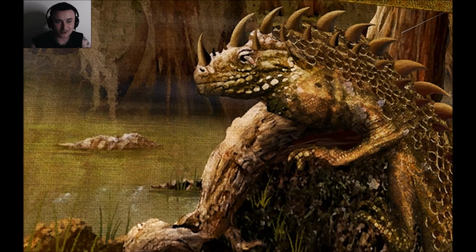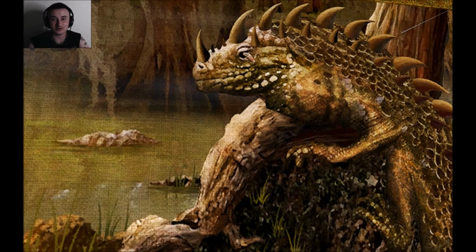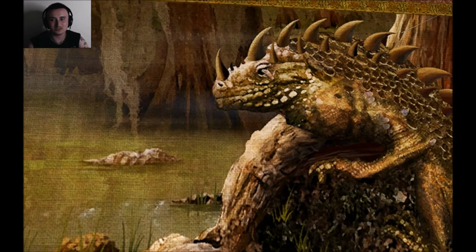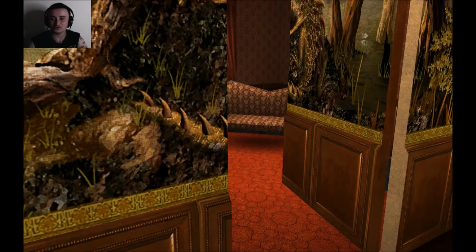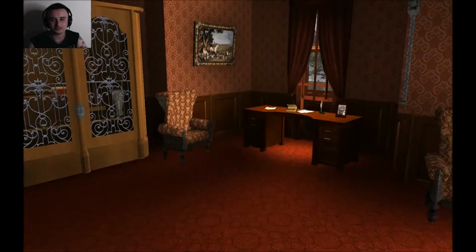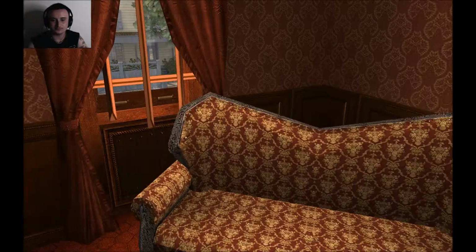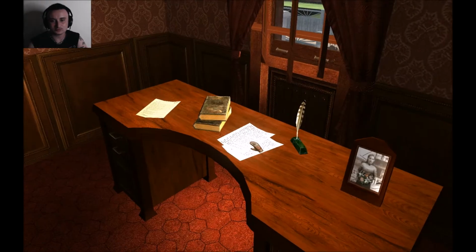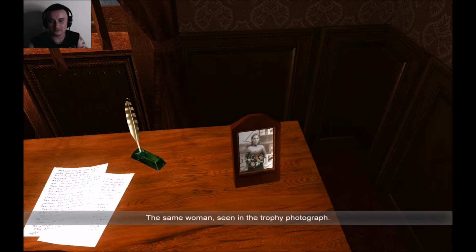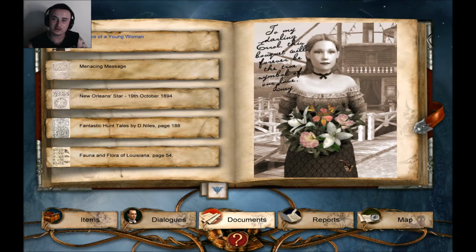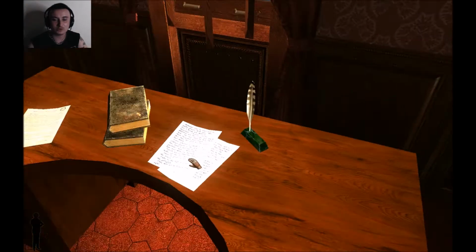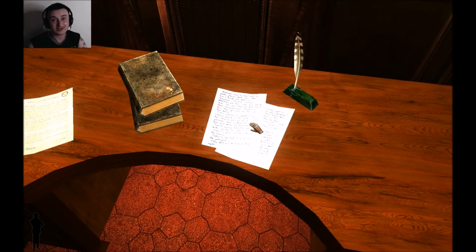Well, we're not that great of a shot, so we've weighed down the platform and we're going to poke it in the eyeball with a stake. Nothing can stop an inventive and logical mind. That's triggered the mechanism and unlocked the secret door. There's a room. Very nice room. We've got a photograph. The same woman seen in the trophy photograph. To my darling Errol, this bouquet will forever be the true symbol of our love. Well, that happens to be the exact bouquet we gathered out in the garden. So we might have a conversation starter.